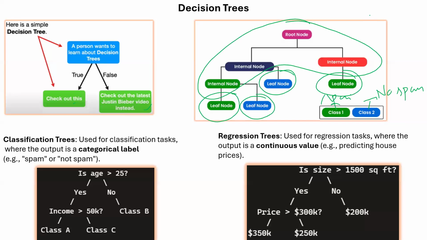All right, so classification trees are of two types.